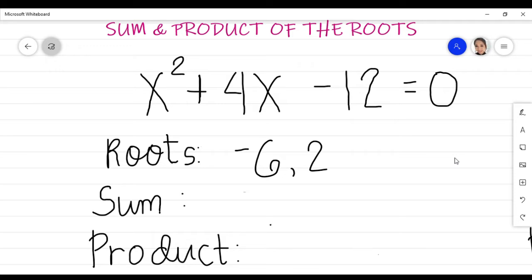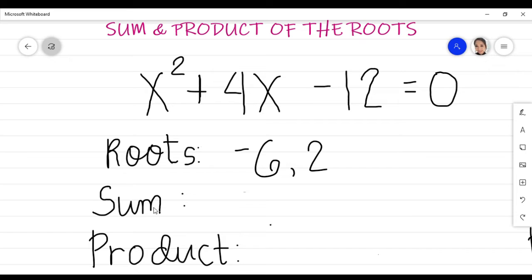So for today's lesson, we will be learning about sum and product of the roots. We have here an example of a quadratic equation, which is x squared plus 4x minus 12 equals 0. The roots of this quadratic equation are negative 6 and positive 2. So this can be solved using Vedic method or quadratic formula. Now, we want to find the sum of the roots.